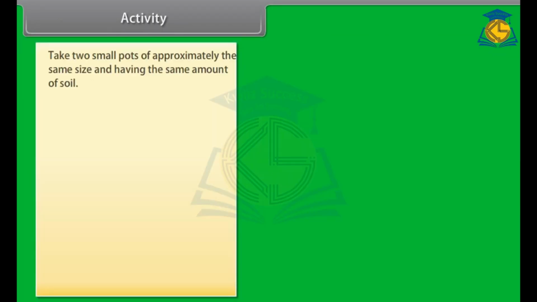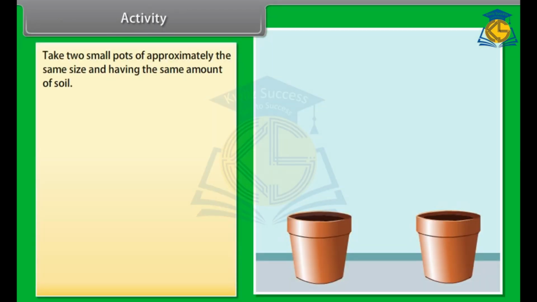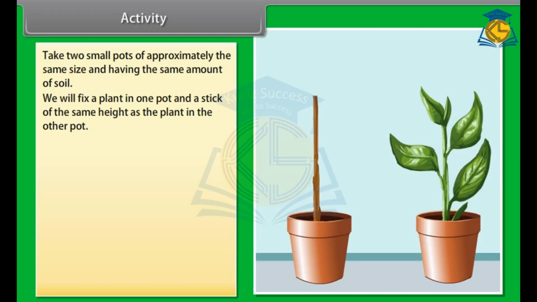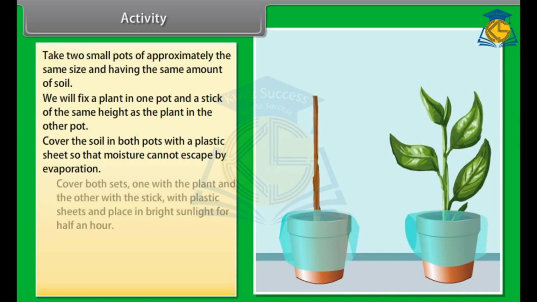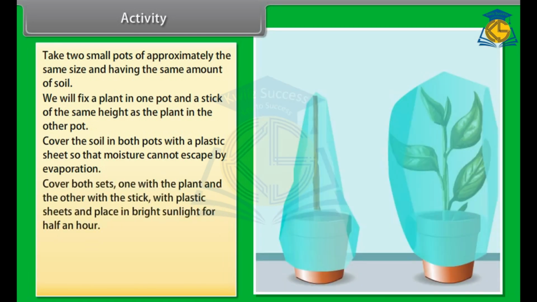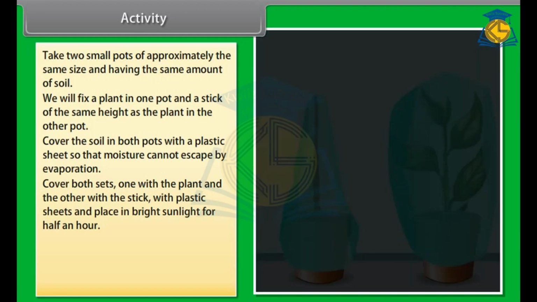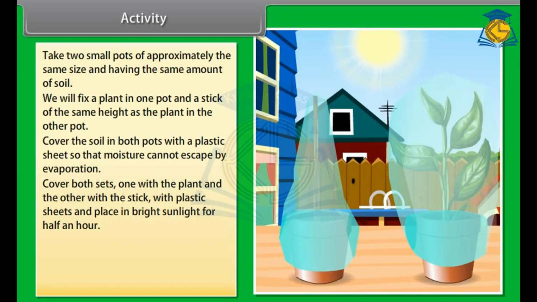Activity. Take 2 small pots of approximately the same size and having the same amount of soil. We will fix a plant in one pot and a stick of the same height as the plant in the other pot. Cover the soil in both pots with a plastic sheet so that moisture cannot escape by evaporation. Cover both sets, one with the plant and the other with the stick, with plastic sheets and place in bright sunlight for half an hour.